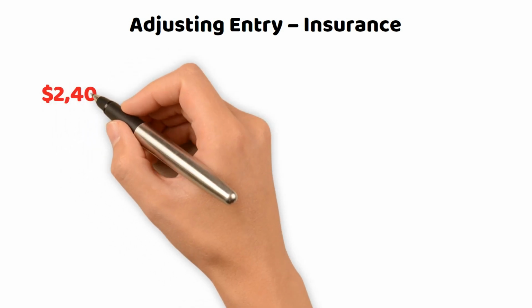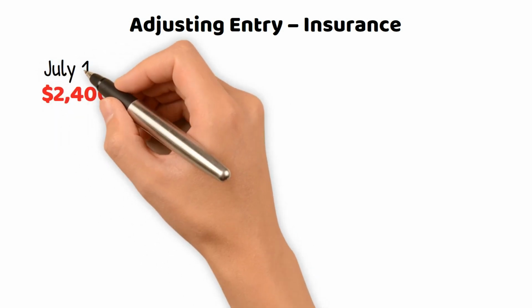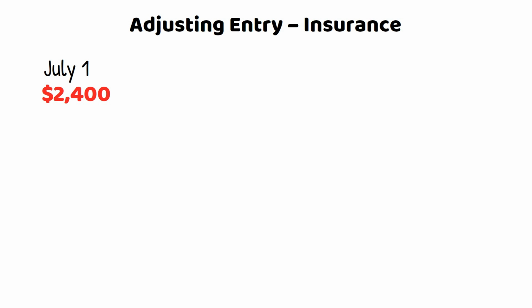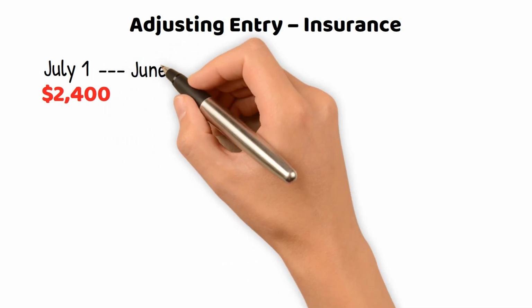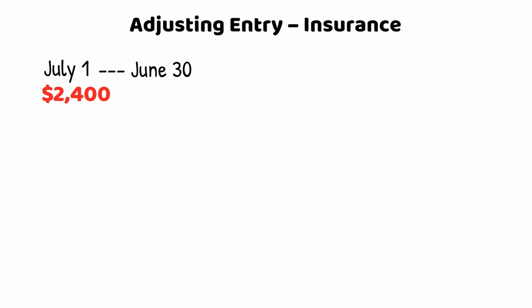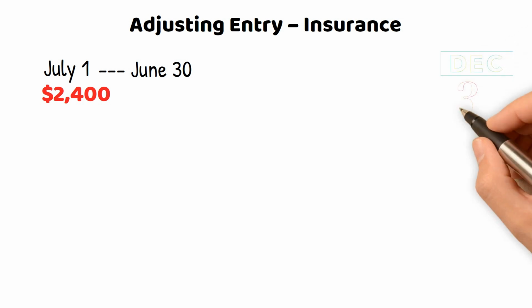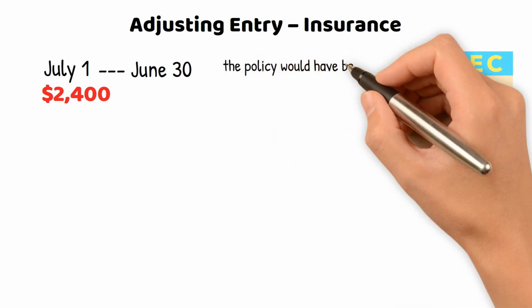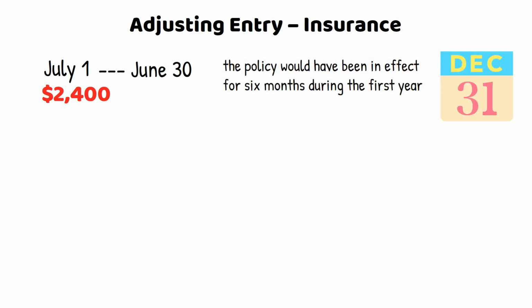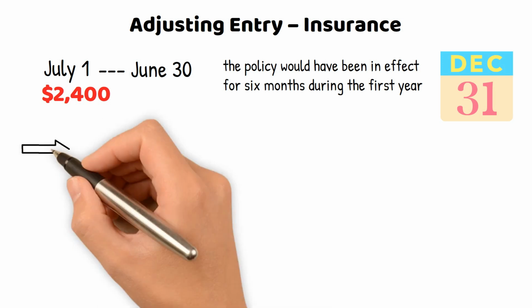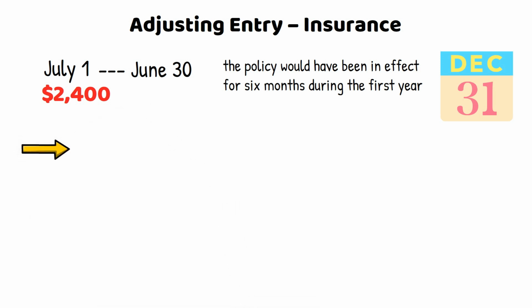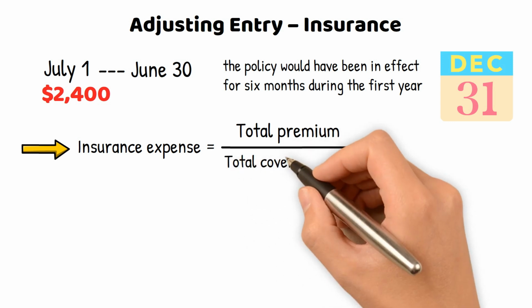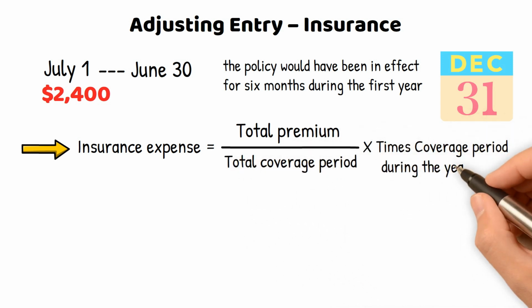Adjusting entry, insurance. Let's say a company paid a $2,400 premium on July 1st for a one-year insurance policy. The policy will cover the period from July 1st to June 30th of the following year. Since the company's year-end is on December 31st, the policy would have been in effect for 6 months during the first year. Therefore, the insurance expense on the annual income statement for the first year ended December 31st would be calculated as follows. Insurance expense equals total premium divided by total coverage period times coverage period during the year.